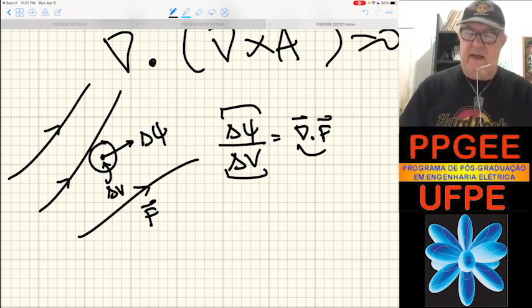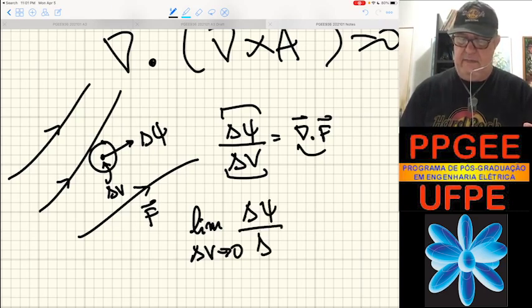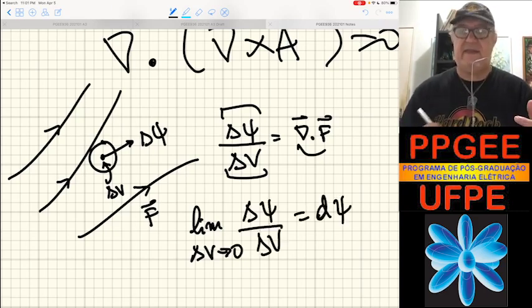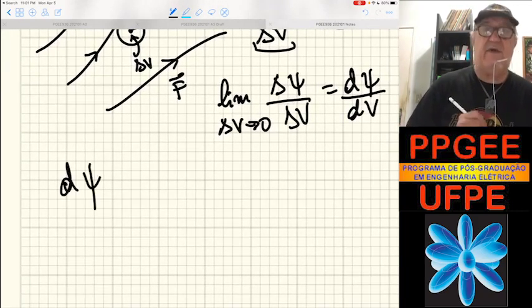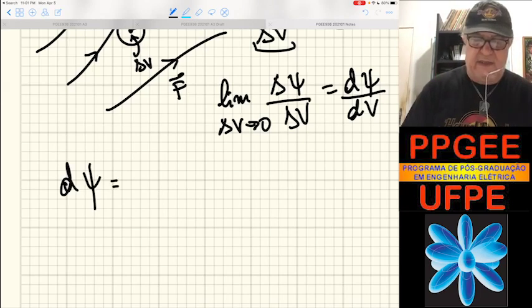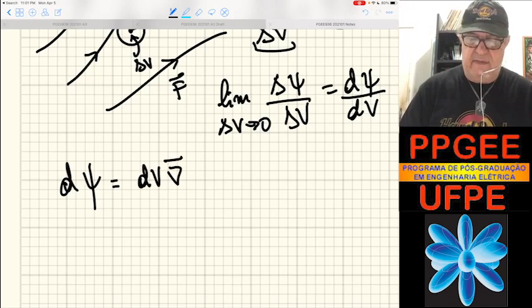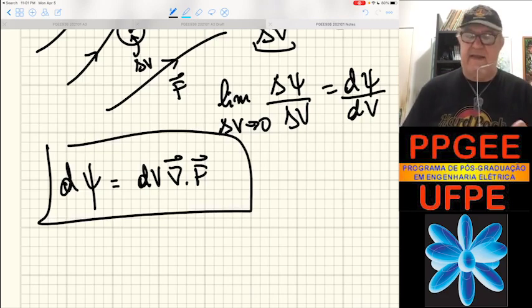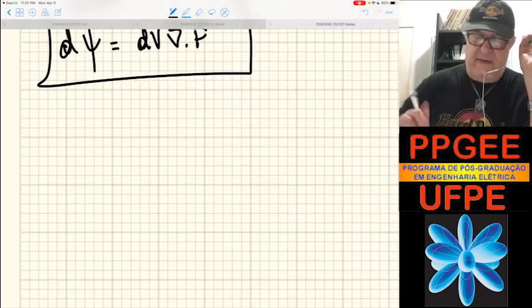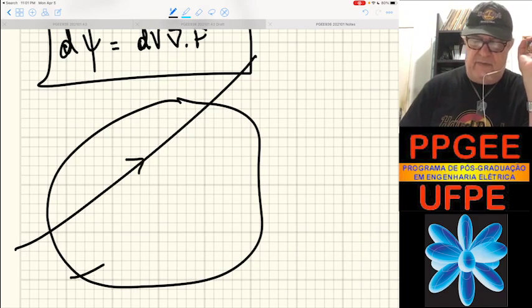So that's the definition. When you take the limit as this goes to 0, you have a differential of a flux per unit volume. Then you can, for instance, calculate how much flux is outwards by knowing the divergence in the middle and multiplying by dV. Right? So that's a definition valid on a differential volume. The question is, what happens if you have a field over a macroscopic region?